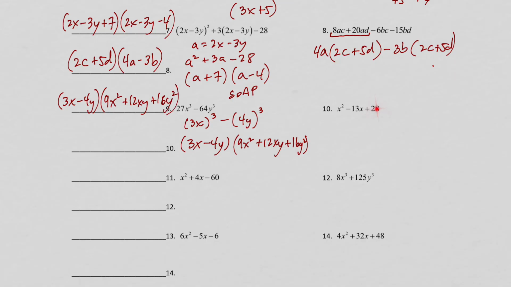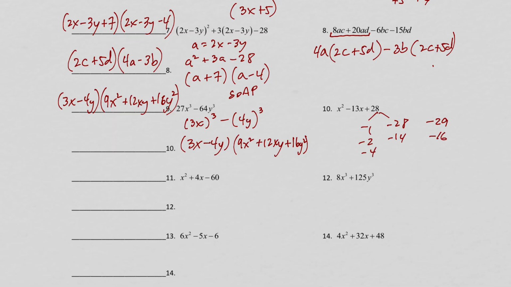Okay, here I'm looking for factors of 28 that add up to negative 13. So like negative 1 and negative 28, but that adds up to negative 29, so that's not it. Negative 2 and negative 14, this adds up to negative 16, so that's not it.